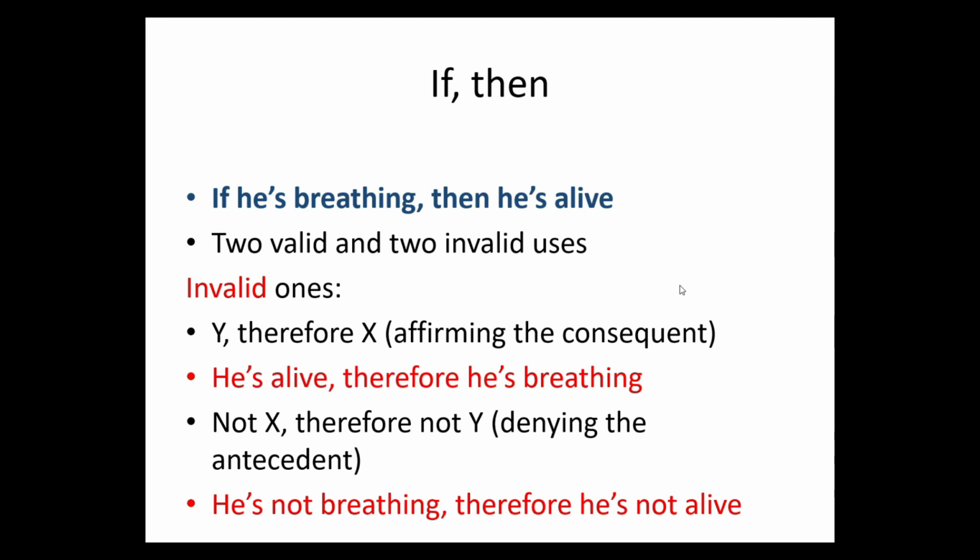So there's two moves that you can't make validly with if-then statements, with an if-then logical relation. You can't A the C, you can't affirm the consequent, you can't say yes to the then part, then yes to the if part. You can't D the A, you can't deny the antecedent, you can't say no to the if part, then no to the then part. You can A the A and D the C, but you can't A the C or D the A.